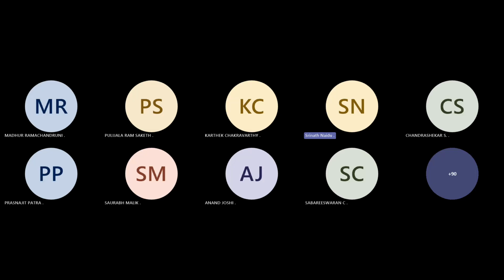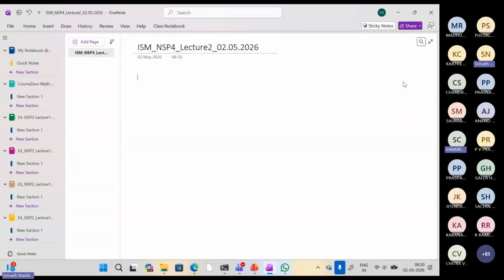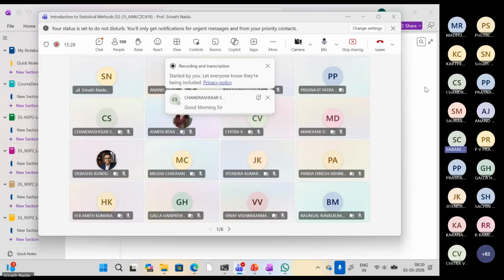Now I share my screen. I hope you can see my screen. Can one of you confirm that you can see my screen? A thumbs up sign. Yeah, thank you. Yes, that's what I'm looking for.